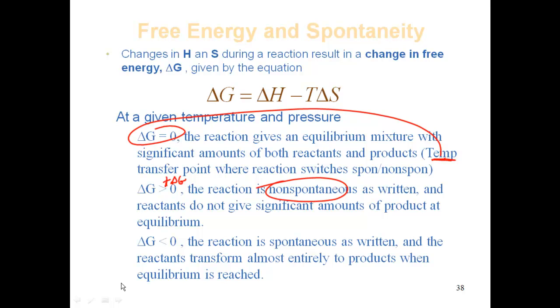If delta G is less than 0, the reaction is spontaneous as written, and the reactants transfer almost entirely to products when equilibrium is reached. So the reactions go far to the right and form a lot of products. So in other words, if I'm looking at a negative delta G, then I'm looking at a spontaneous reaction. So by doing the calculation of Gibbs free energy, we can look at the sign of that delta G and decide if we're looking at a spontaneous or non-spontaneous reaction. If we had delta G equal to 0, we're looking at that point where the reaction could switch from spontaneous to non-spontaneous or vice versa.